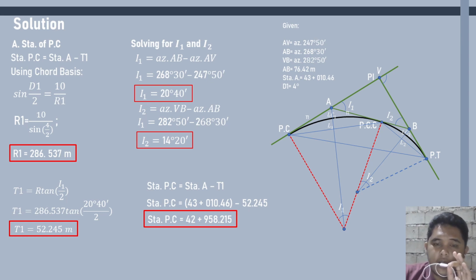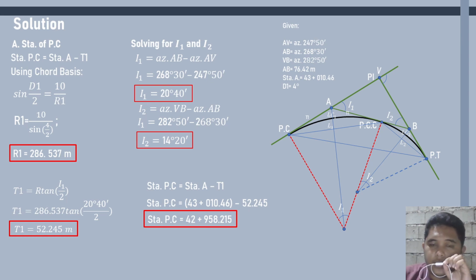So, we will now solve for the deflection angles I1 and I2, since the azimuths of AB and AV are given. For I1, we just subtract the azimuth of AV from the azimuth of AB. So, I1 is equal to 268 degrees 30 minutes minus 247 degrees 50 minutes. Therefore, our I1 is equal to 20 degrees 40 minutes.